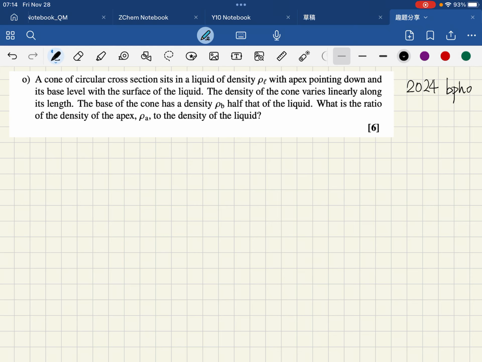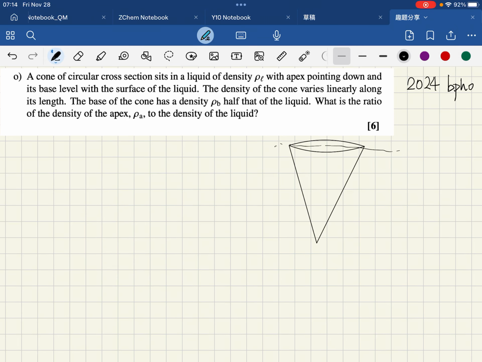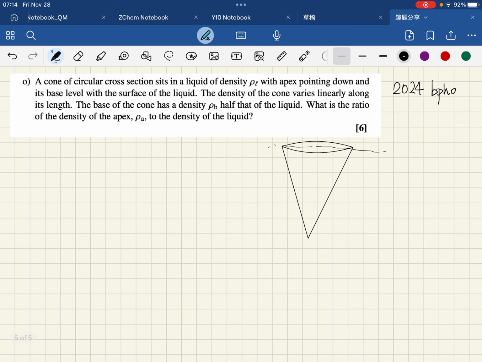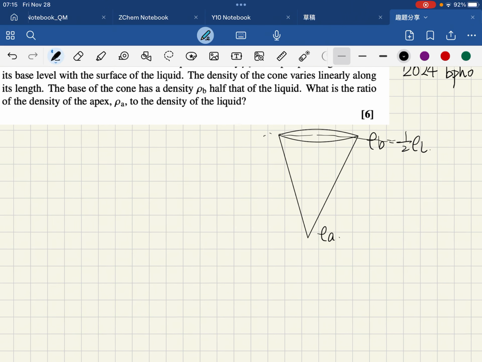It says a cone of circular cross-section sits in a liquid of density rho L with its apex pointing down and its base level with the surface of the liquid. Like this, the surface level is here. The density of the cone varies linearly along its length. The base of the cone has a density rho b, half of that of the liquid, so 1/2 rho L. What is the ratio of the density at the apex? The apex has the density rho A.